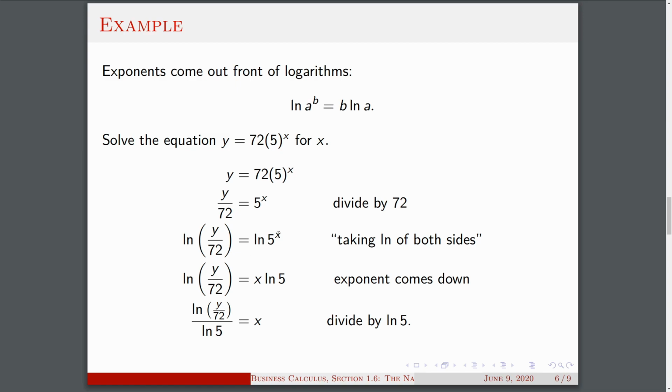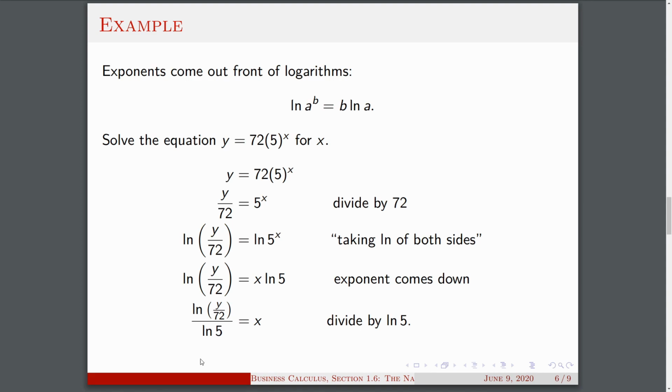And now I can use that property of logarithms to bring that exponent out in front. So I'll have x times ln of 5. I haven't changed the left-hand side. Now I have x times a number. If I want to solve for x, I can just divide by that number. So I will divide by ln of 5. So x is ln of y over 72, divided by ln of 5. And that's about as far as we want to go in terms of simplification. We don't want to simplify it any further. There's not that much else you can do about it. Okay, just leave it like that.